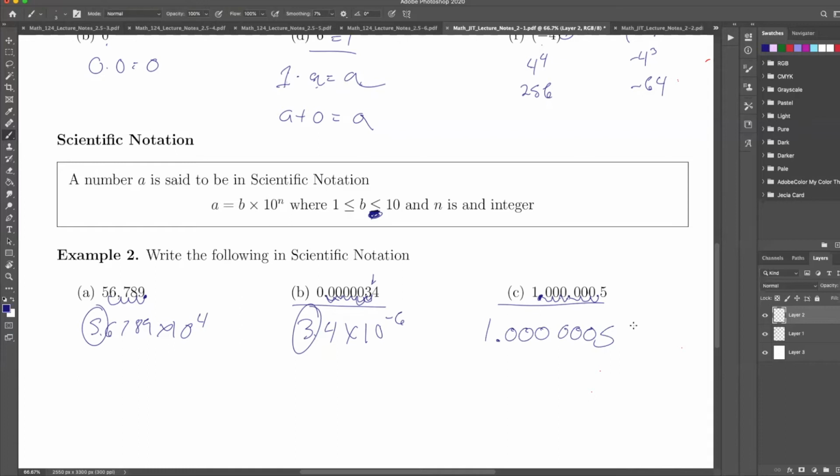And so I need to keep all these zeros. Okay, so you just move it until you get to the beginning of the first digit. Okay?